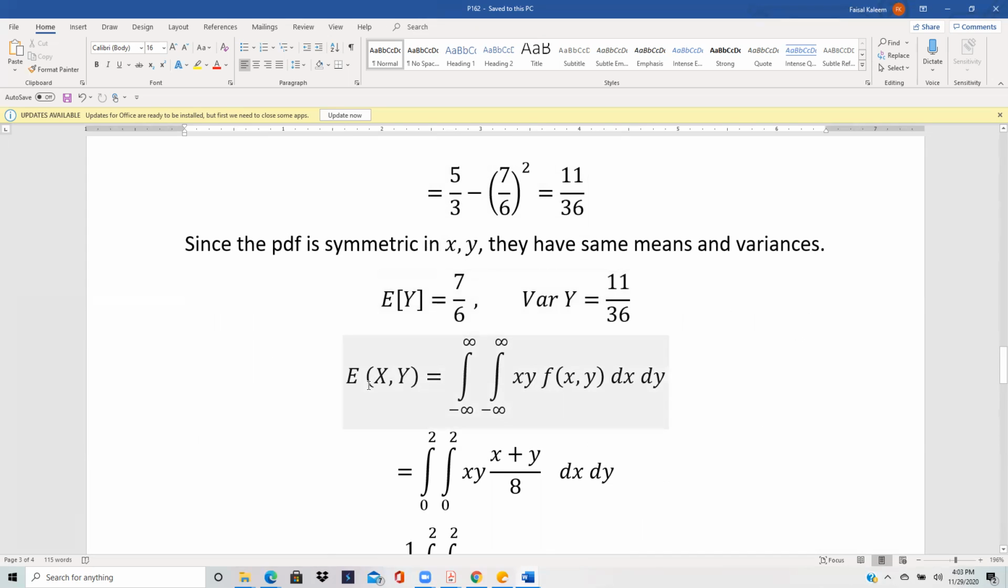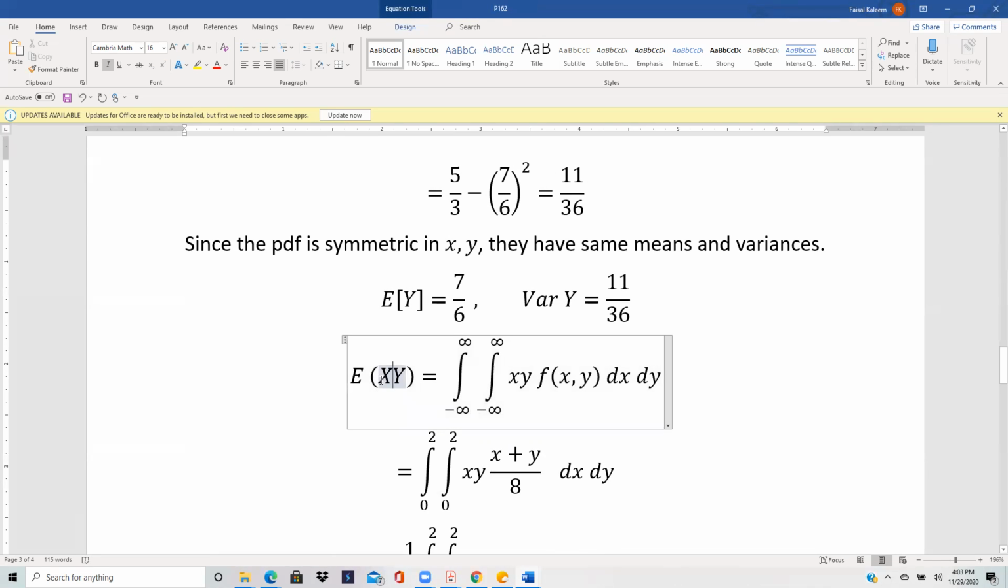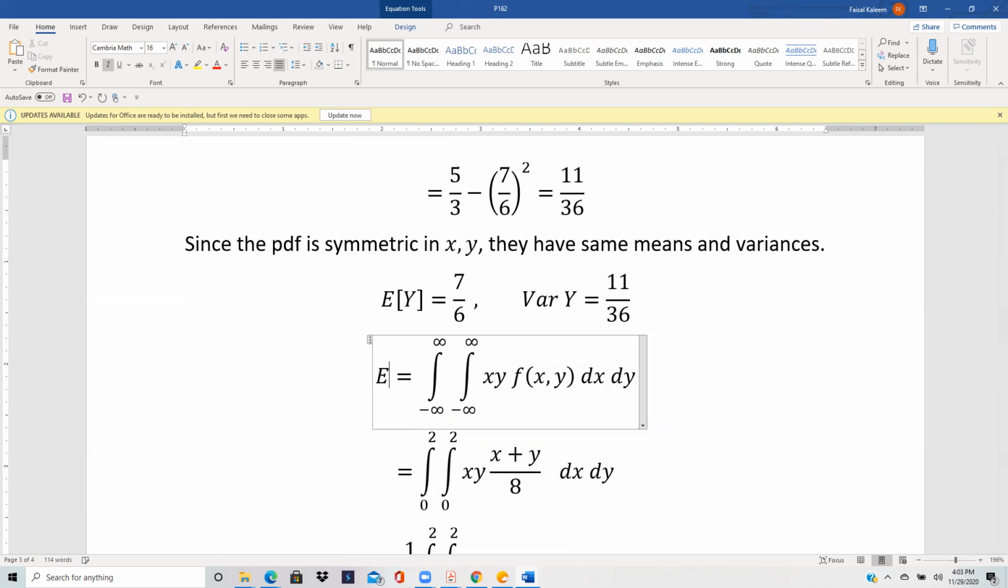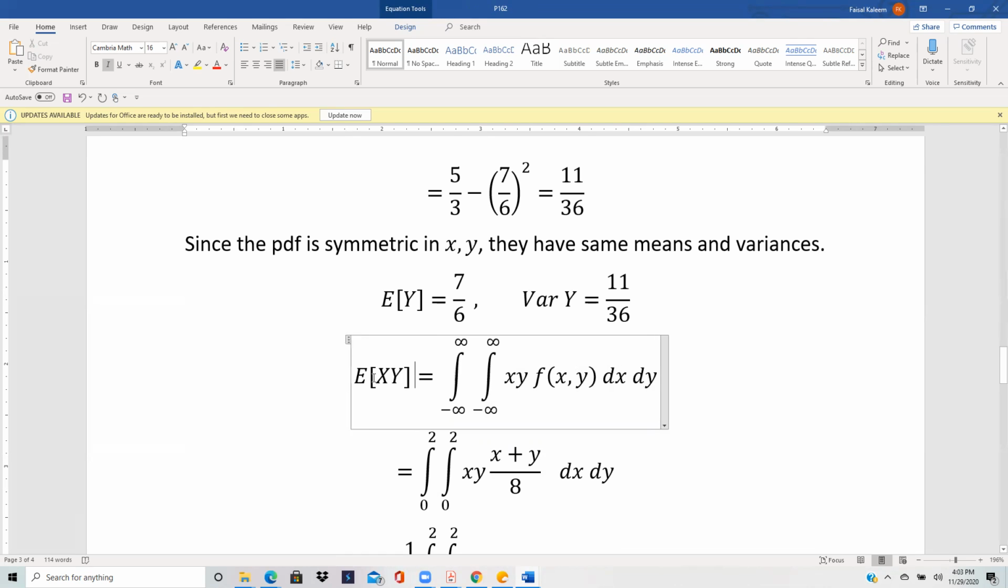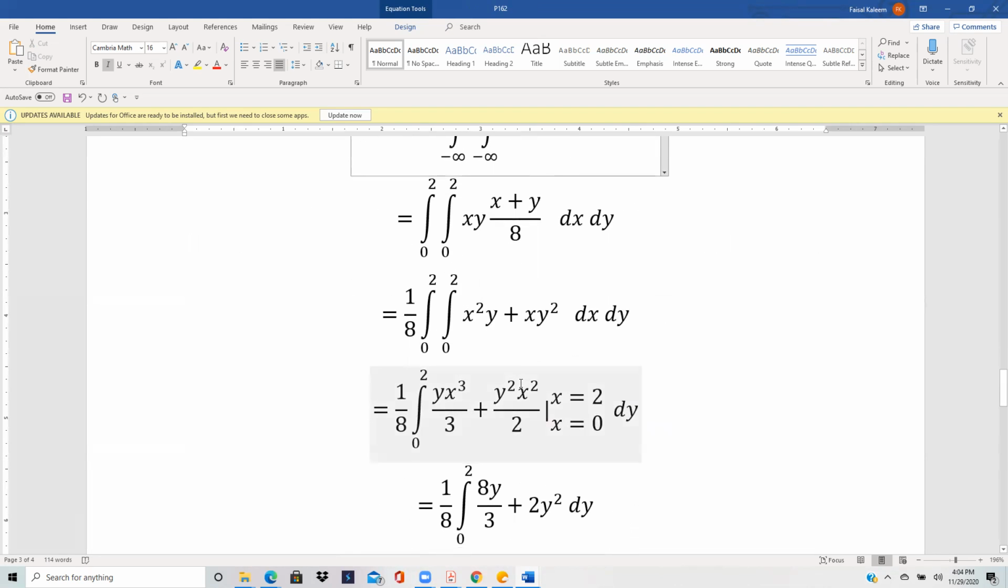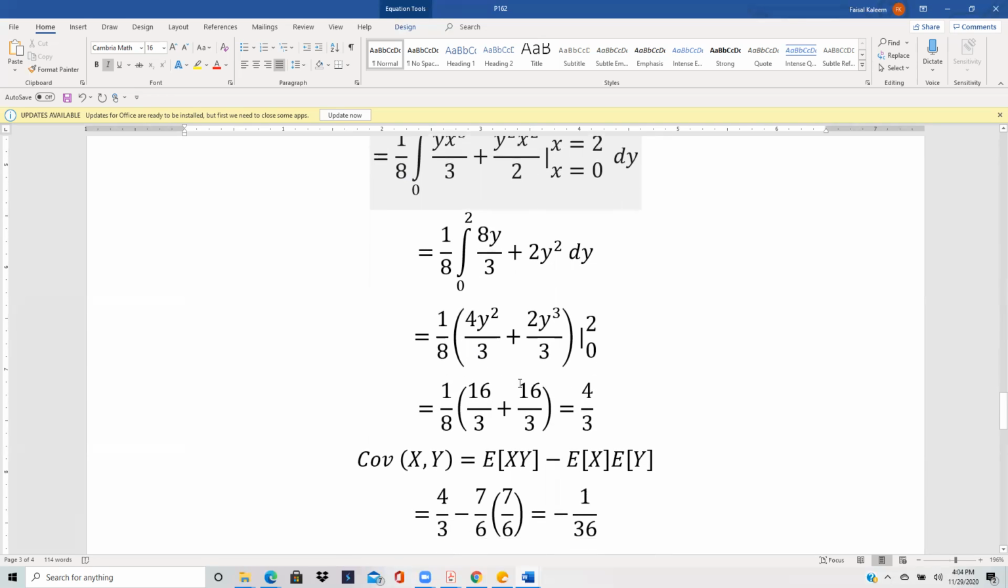the expected value of not x comma y, but xy, E of xy, because covariance is E of xy minus E of x E of y. So therefore you do need E of xy to get the covariance. And now you integrate the PDF against xy, the same business as before. And we end up getting 4/3.